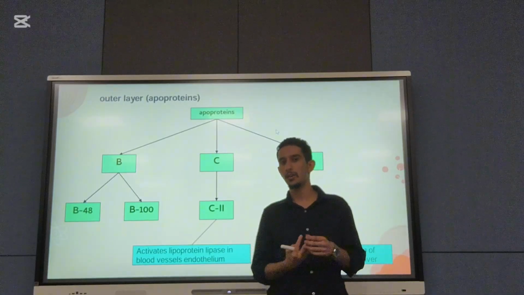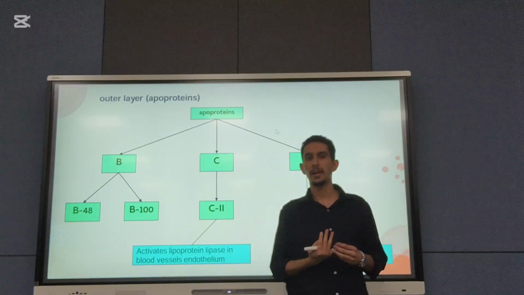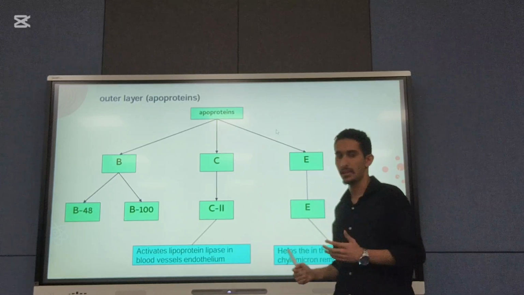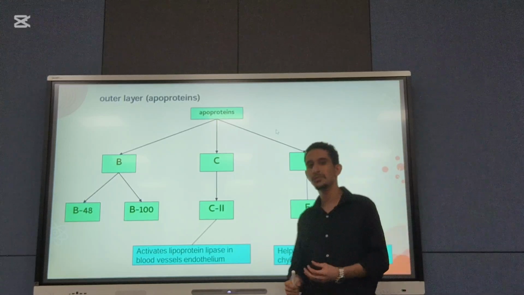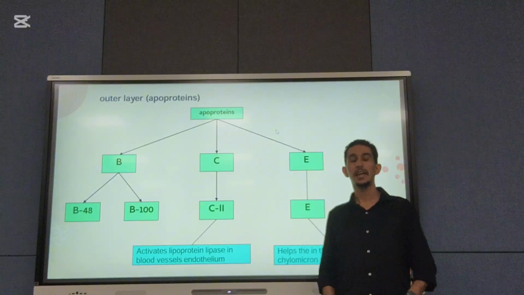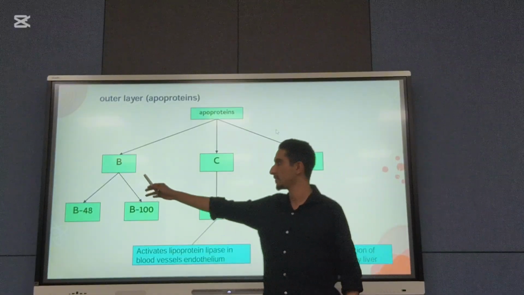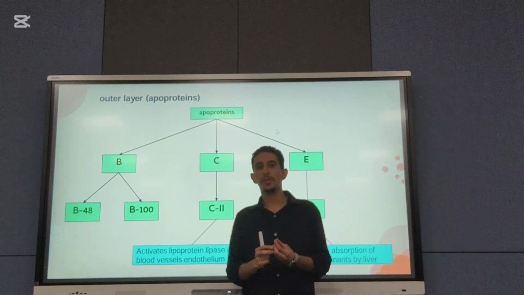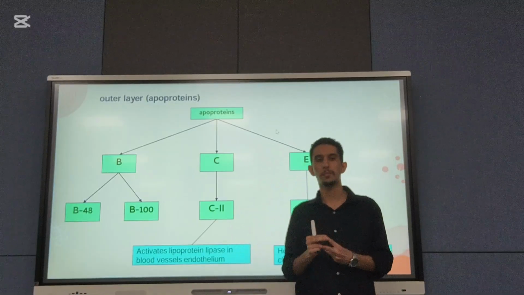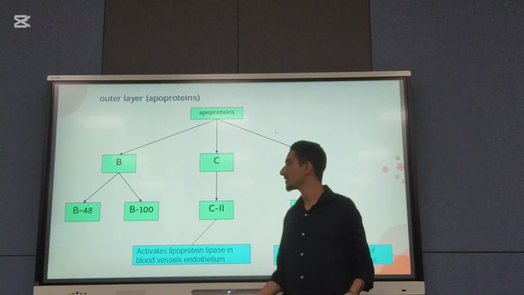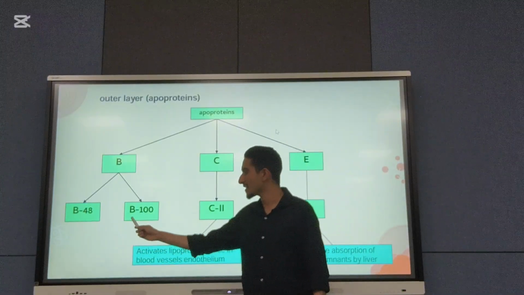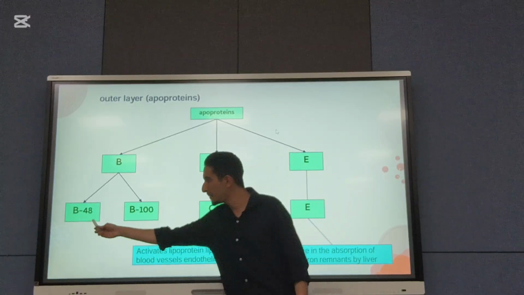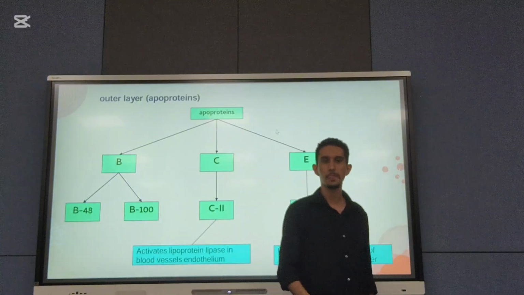Lipoproteins, we have chylomicron, we have VLDL, we have LDL, and we have HDL. I'll give you a rule from the beginning. HDL does not have ApoB at all in its structure. We are left with VLDL and chylomicron. Which is which? VLDL has B100. On the other hand, chylomicrons have B48.